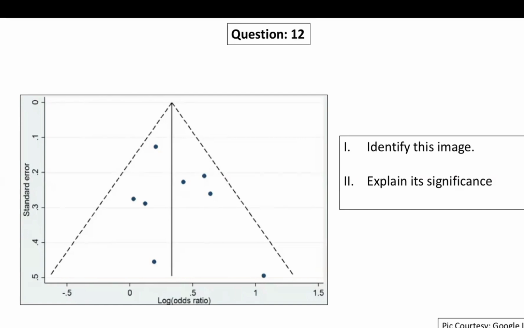Okay. So this is a funnel plot, basically used in the meta-analysis to detect if there is any publication bias. The individual studies are represented by the dots. If you have an even number of dots on either side of the midline, it is symmetrically distributed, which means there is no publication bias. But if more studies are on one side of the midline, it is asymmetrically distributed, which means there is bias. Okay. Yes.